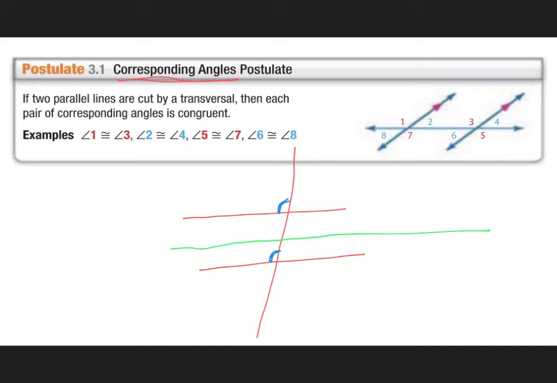So in the diagram that we have, there are various angles. And because we have the corresponding angles theorem, angle 1 is going to correspond with angle 3. Angle 8 is going to correspond with angle 6. Angle 2 is going to correspond with angle 4. And angle 7 is going to correspond with angle 5. Those would be corresponding angles given a pair of parallel lines cut by a transversal.